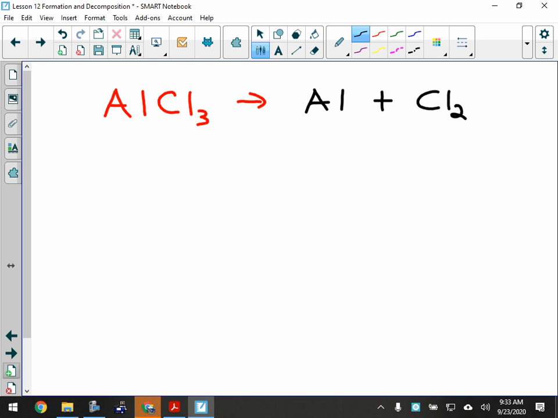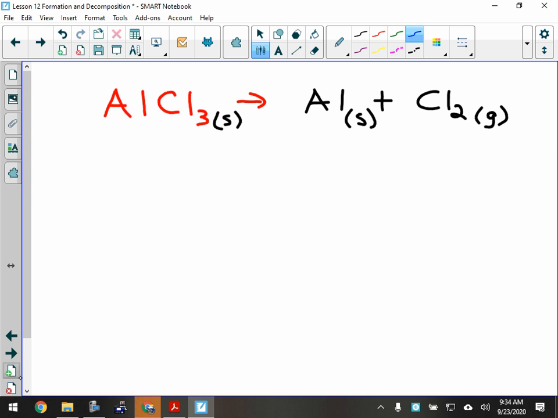Again, we're going to want to use states here because we know how to use states for the most part. Solid, ionic compound, metal, solid, gas, chlorine. Okay? Like I said, it's just the complete opposite. We're going to start with the compound and write the elements instead.